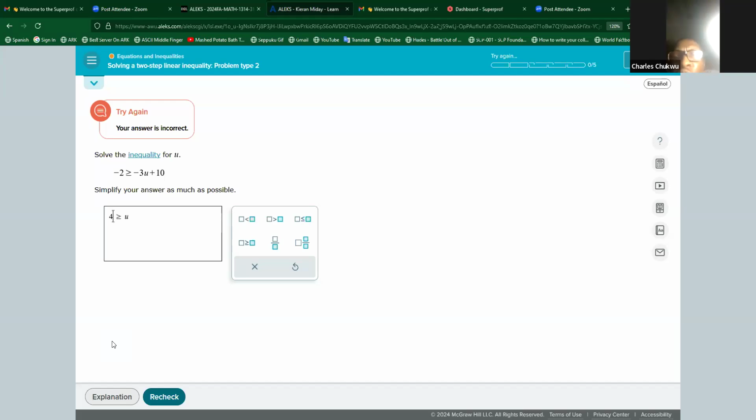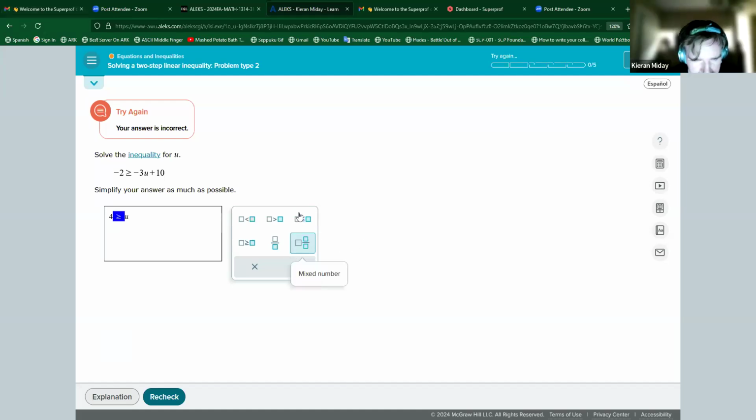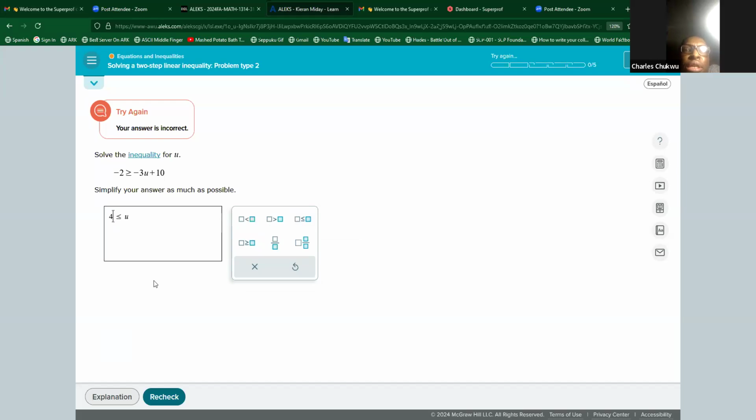So you're going to choose a different one. Like that, yes, that one. So you change it. Right now, it's greater than or equal to. Now it's less than. Yes, that should be it. So this is good.